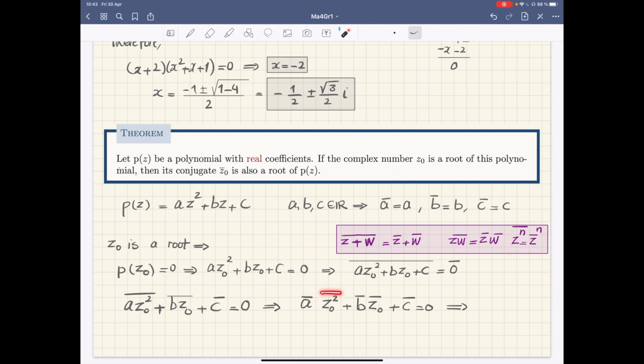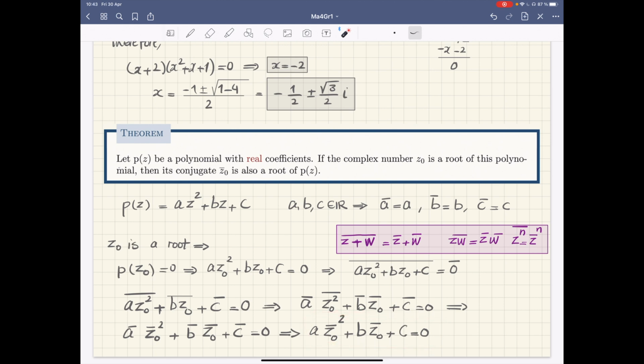I want to move this bar on top of Z node, yes? So this becomes A bar Z node bar squared plus B bar Z node bar plus C bar is equal to 0. And now I am relieved, if instead of A bar, I can write A. Now you understand why this assumption was crucial here. It becomes A Z bar node squared plus B, for the same reason B bar is equal to B itself. Okay, so hopefully you are with me up to here.